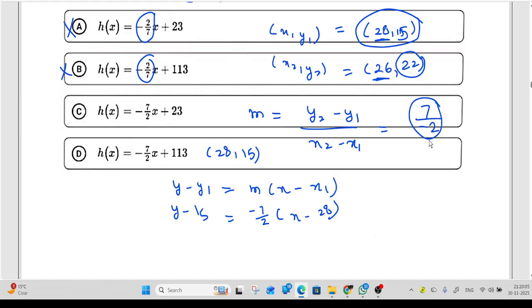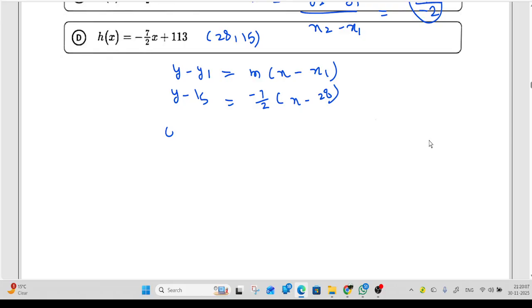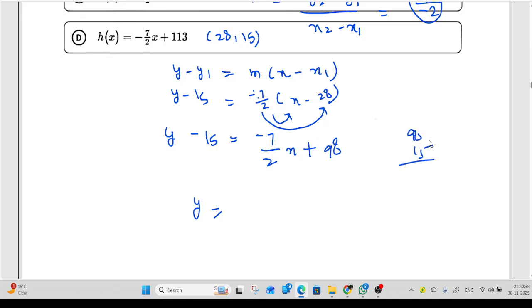So if we rearrange terms, this is going to be y minus 15 is equal to, first we multiply them, negative 7 over 2x minus, first we multiply these two and this with this. So minus times minus gives me a positive answer, which is 98. Now what we do is we take numbers to one side. This negative 15, if we take it to this side, becomes positive 15. So 98 plus 15 is 113. So I have negative 7 over 2x plus 113.